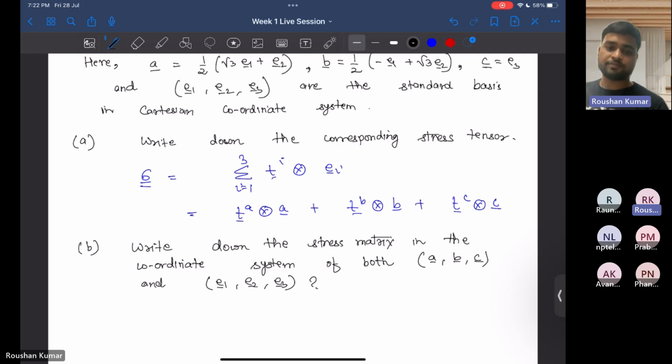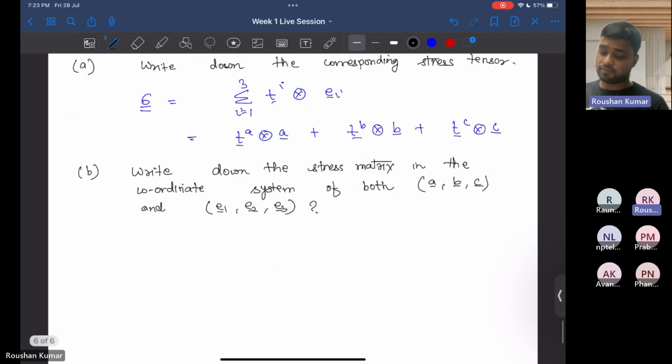As I already told you earlier, the representation of a stress tensor depends on the coordinate system. That is, if we want to write a stress tensor in the E1, E2, E3 coordinate system, each coefficient changes if we change the coordinate system. However, the stress tensor remains the same. It does not depend on the coordinate system. Even any tensor is independent of coordinate system. So how do we calculate the stress matrix in both coordinate systems? I will explain now.